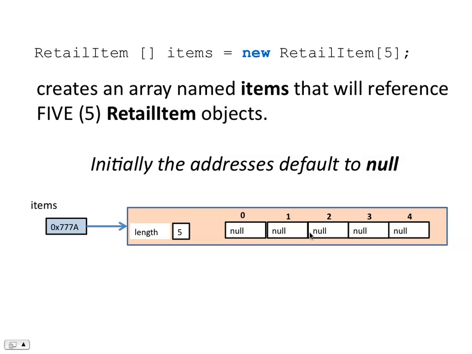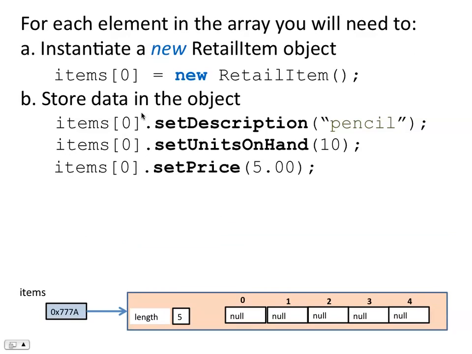Initially, the addresses default to null. When you create an array of integers, it defaults to 0. For objects, it defaults to null. For each element in the array, we need to instantiate a new RetailItem object.